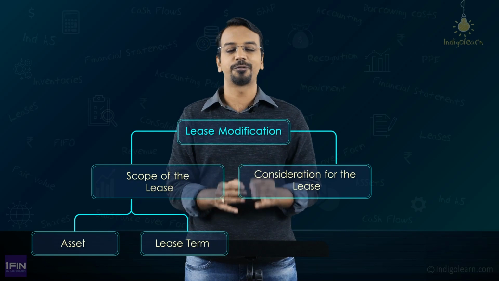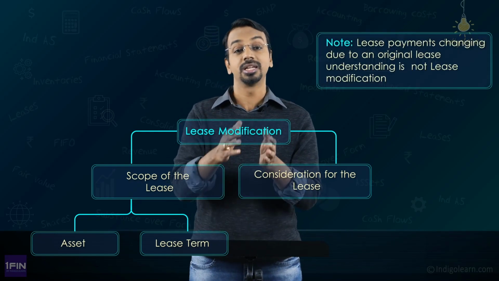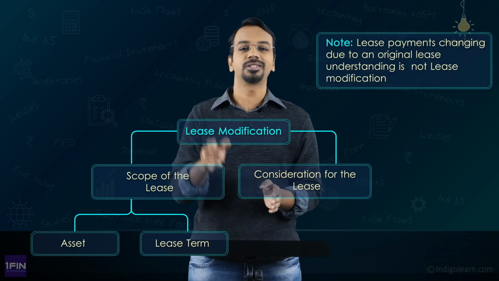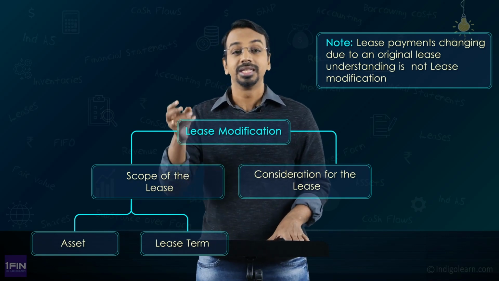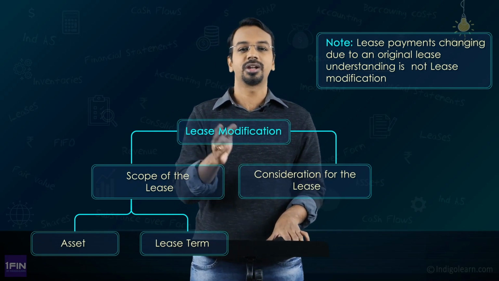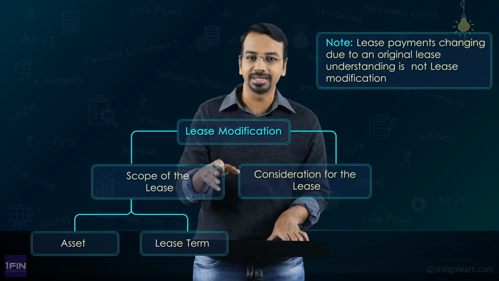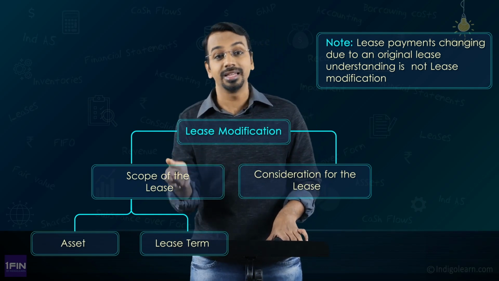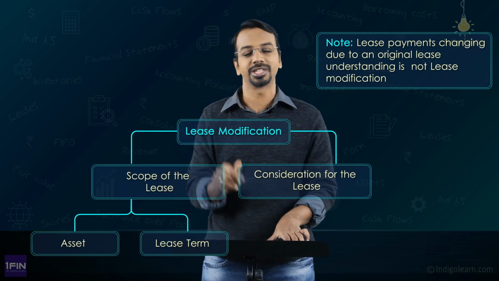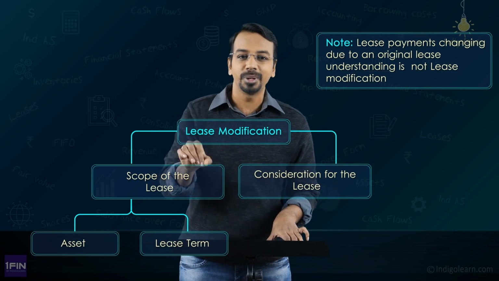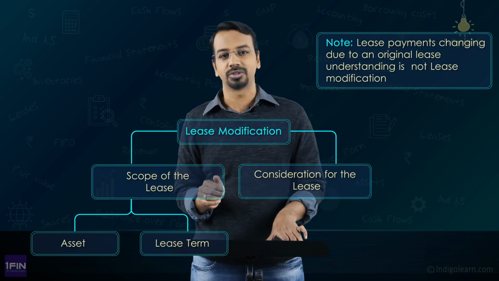Now this is different from lease payments which change based on the terms and conditions of the existing lease. For example, there is a variable payment which depends on an index or a rate. Now when the index changes, the payment would change. Is that a lease modification? That is not a lease modification. That is simply an application of the existing terms and conditions of the lease. So that is where we do remeasurement related activity.